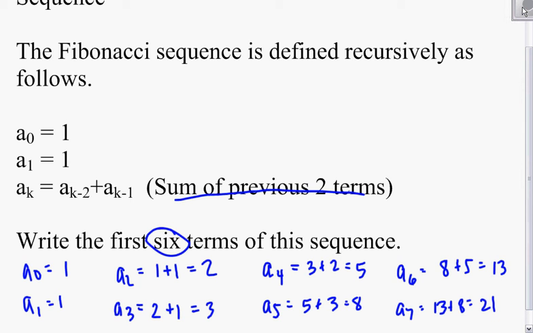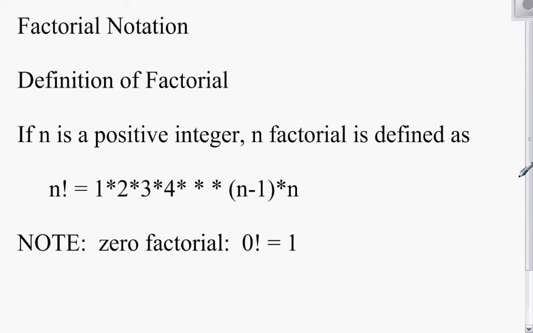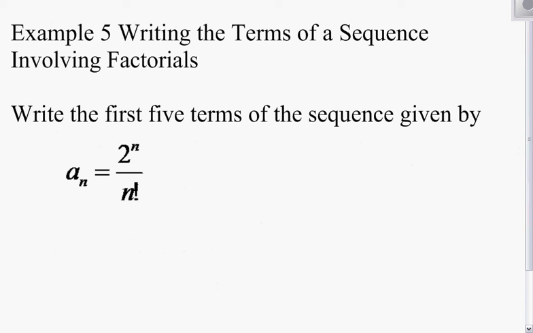Hold on tight. Okay, so next page of notes, we've got factorial notation. Definition of factorial: if n is a positive integer, n factorial is defined as n with the little exclamation mark, 1 times 2 times 3 times 4, and so on, and the way you would write this sequence is up to n minus 1 times n. Note, 0 factorial is equal to 1. I'm sure you all have seen this before. It's kind of fun because they can expand really well, and they're really fun when you get to start simplifying them.